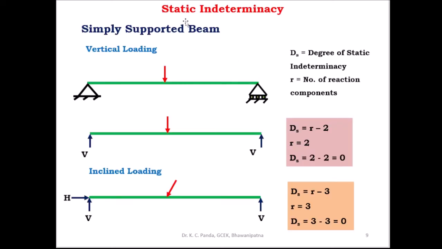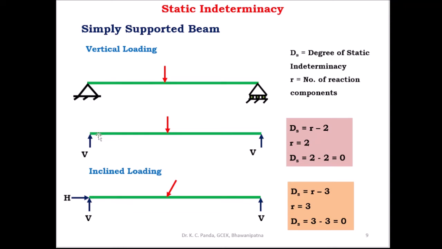Then coming to the example, how to find out the degree of static indeterminacy of simple beams. This is a simply supported beam and here the load is in the vertical direction. One end is a hinge and the other end is a roller support. When the load is acting in the vertical direction, the reaction at the hinge support is vertical, and the reaction at the roller support is also vertical. So there is no horizontal reaction at the hinge support, so H is equal to 0.